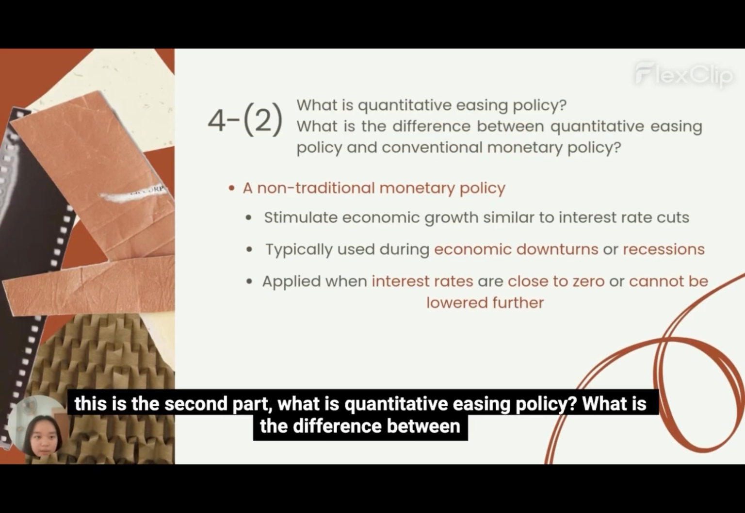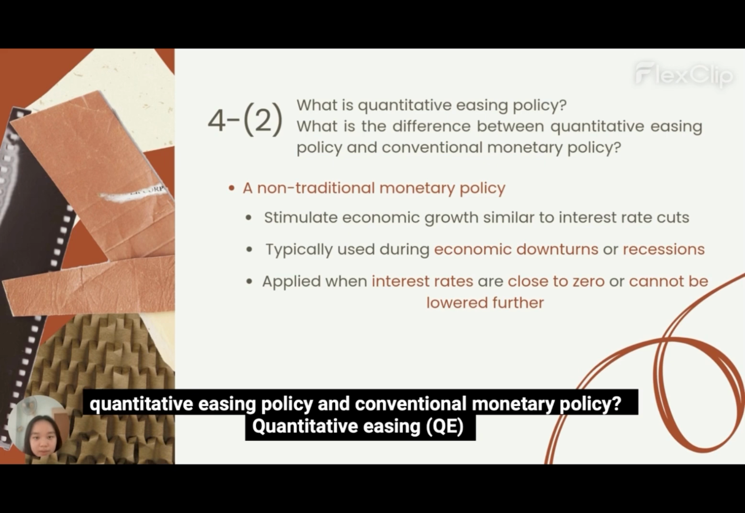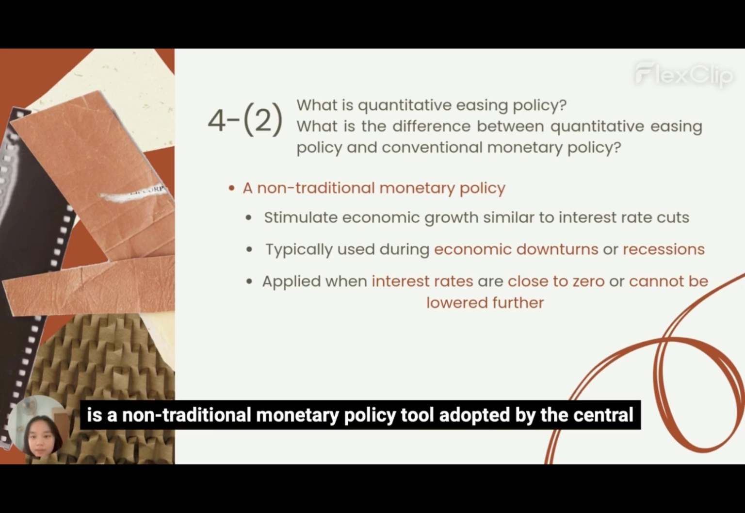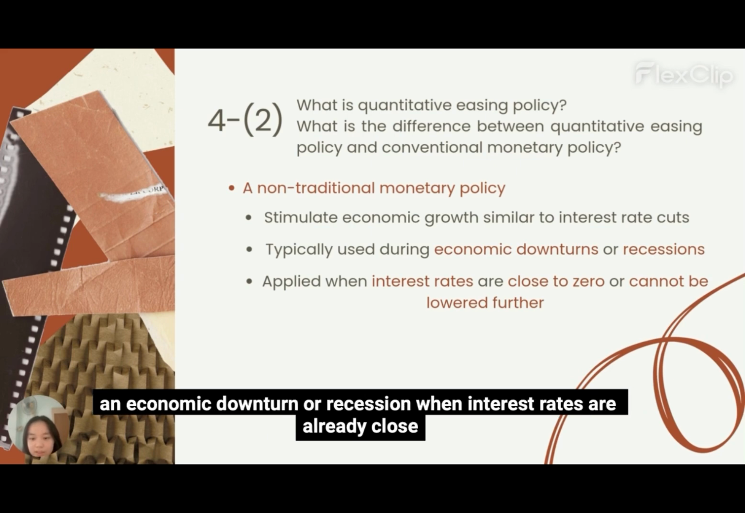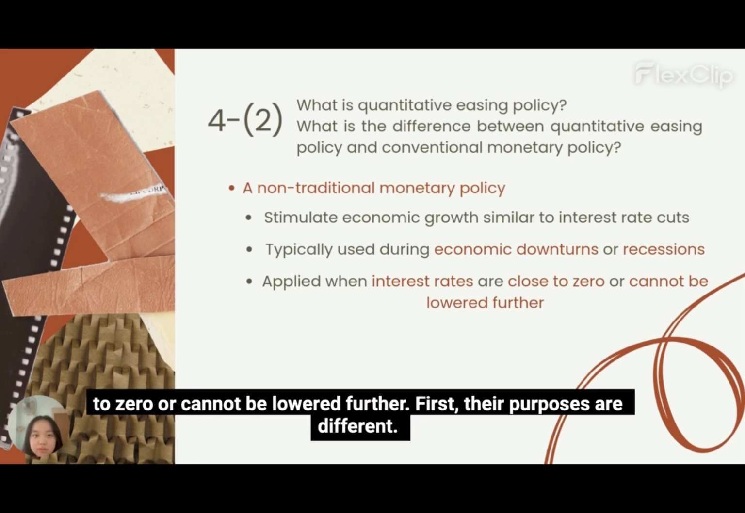Here is the second part. What is quantitative easing policy? What is the difference between quantitative easing policy and conventional monetary policy? Quantitative easing is a non-traditional monetary policy tool adopted by the central bank to achieve the same effect of stimulating economic growth as interest rate cuts. It is usually implemented by the country's central bank during an economic downturn or recession when interest rates are already close to zero or cannot be lowered further.